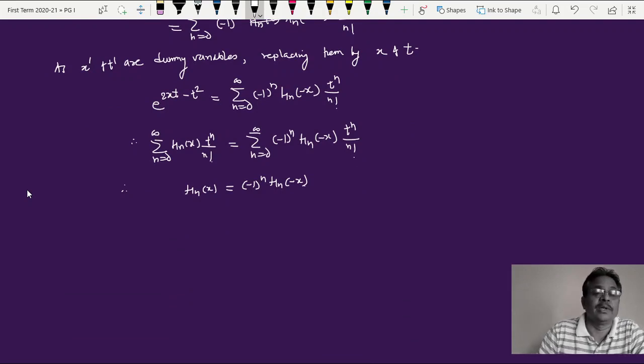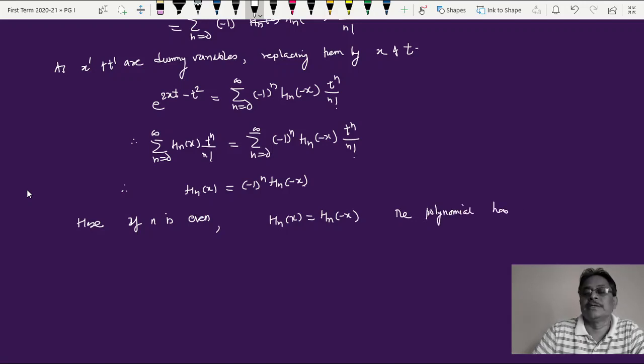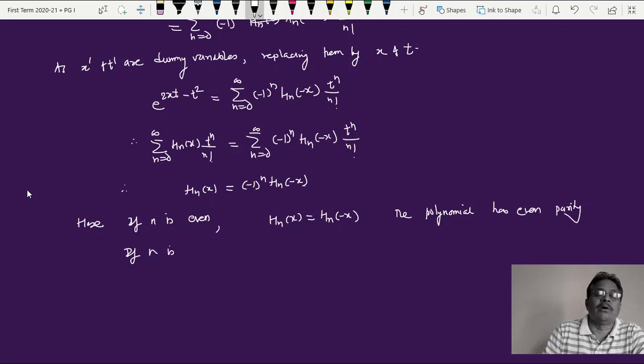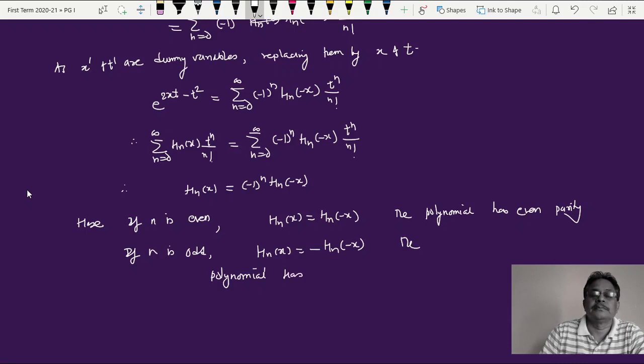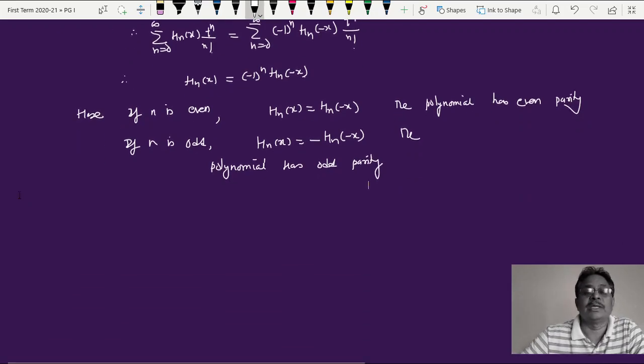Or here we can write explicitly, if n is even, then Hn of x is equal to, even means there is going to be 1 here, Hn of minus x. The polynomial has even parity. If n is odd, then Hn of x is equal to minus Hn of minus x. The polynomial has odd parity.